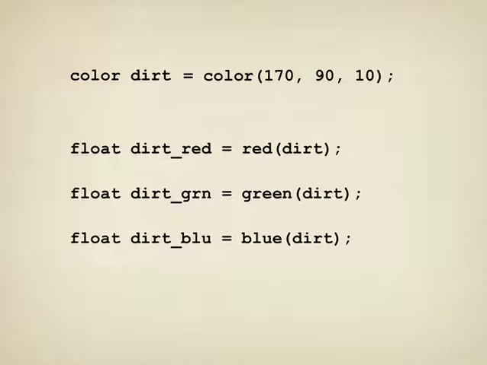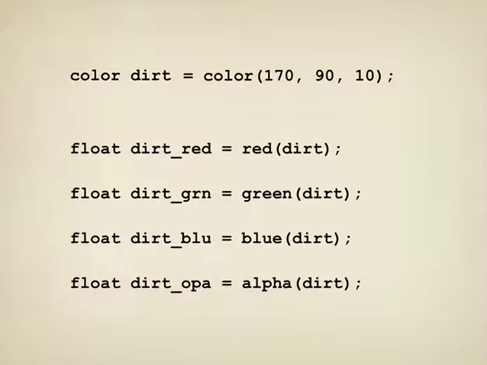In addition to red, green, and blue, if you want to get the opacity value, you can do that by calling alpha. And that returns to you a number between 0 and 255, representing the transparency of the color, as we discussed in the transparency video. If you don't assign a transparency explicitly, like we don't in the very first line here, Processing assumes it's an opaque color and gives it an alpha of 255. So if I ran this last line, dirt underscore opa would have the value 255.